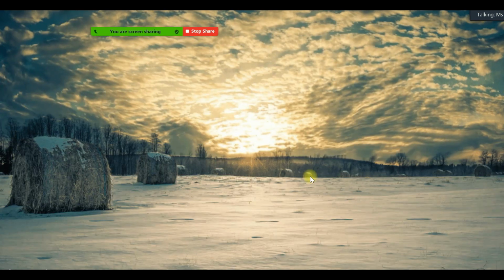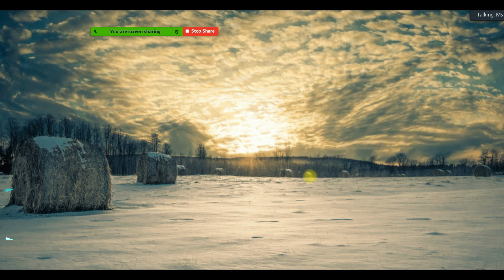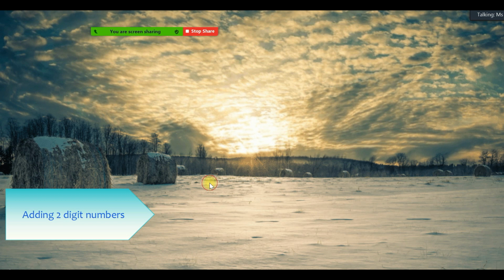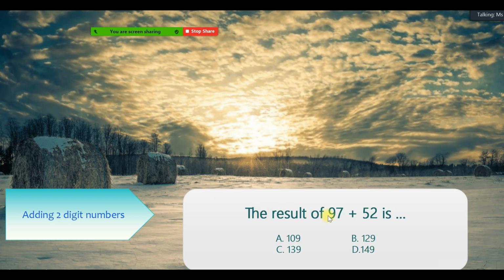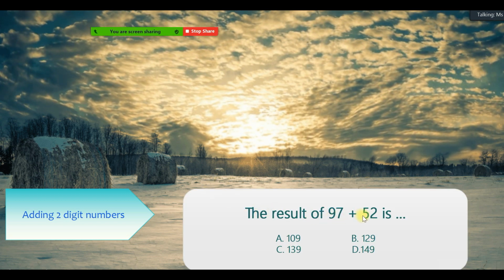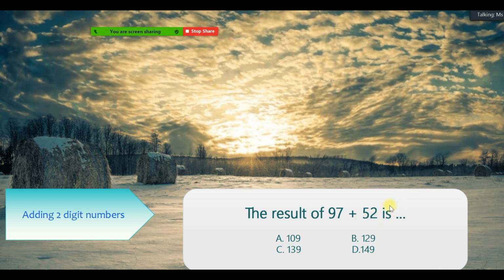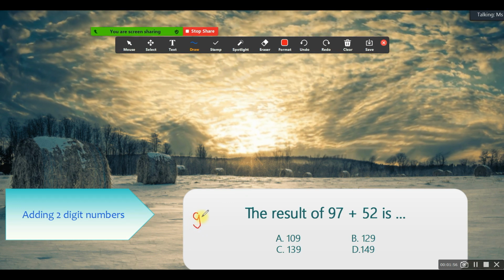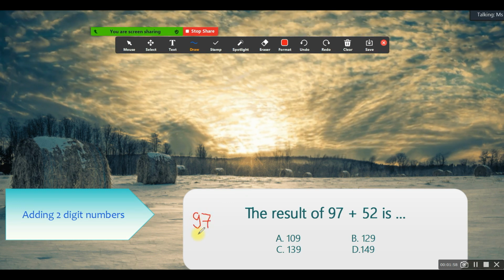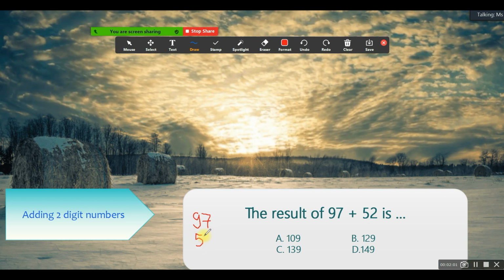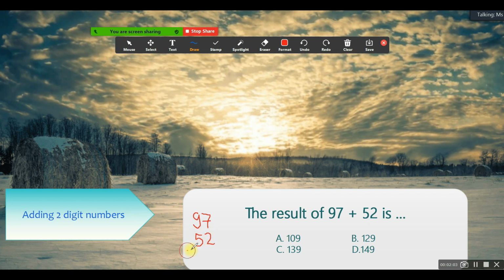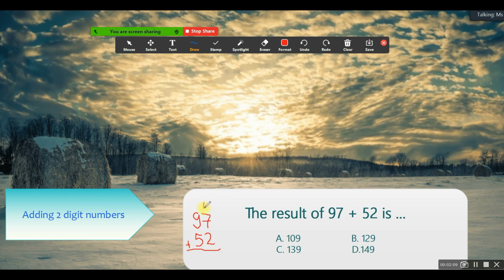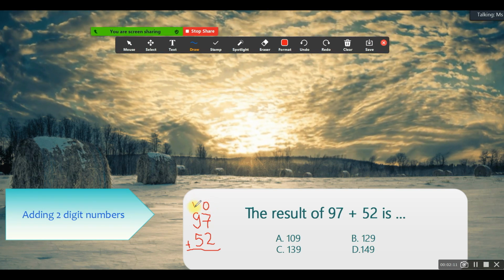Okay, now for number 1, it's about adding 2-digit numbers. For example, the result of 97 plus 52 is blah blah blah. We can add 97 plus 52. This is the ones and this is the tens.